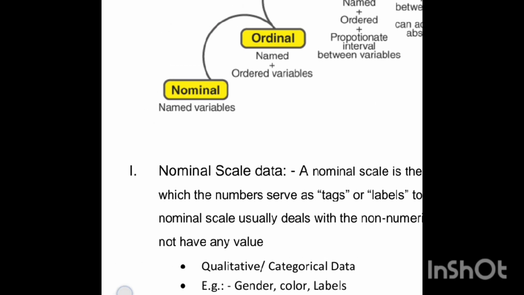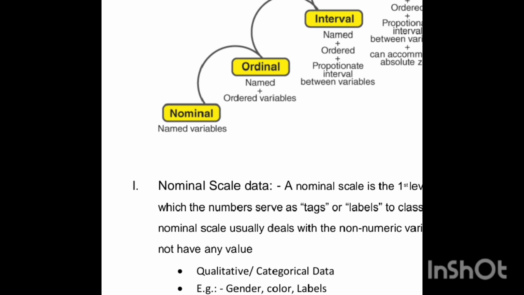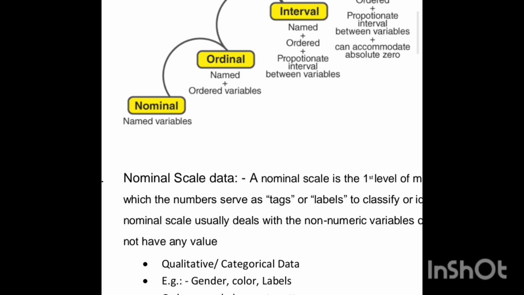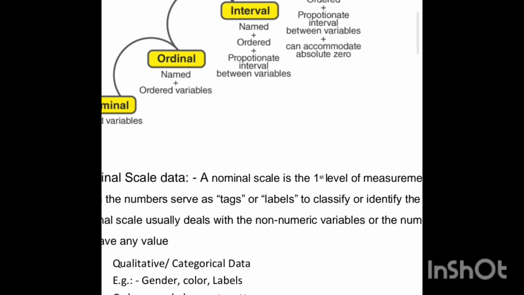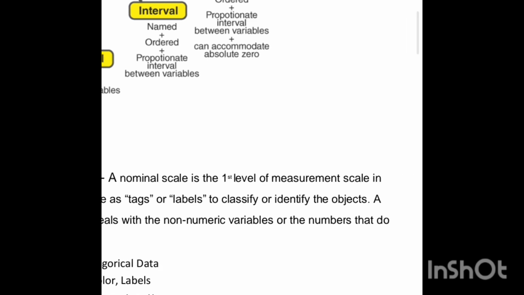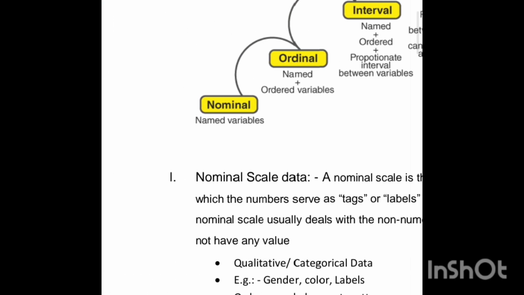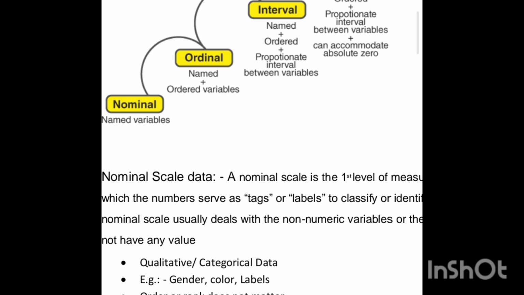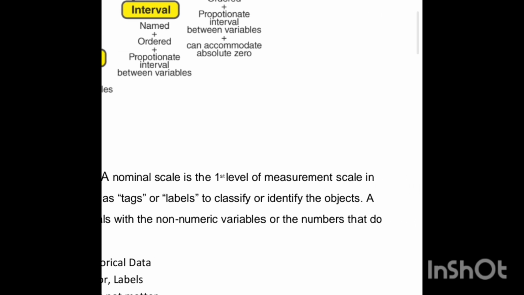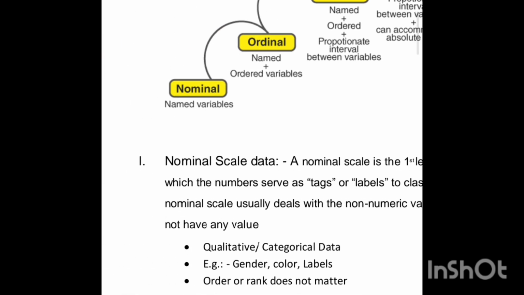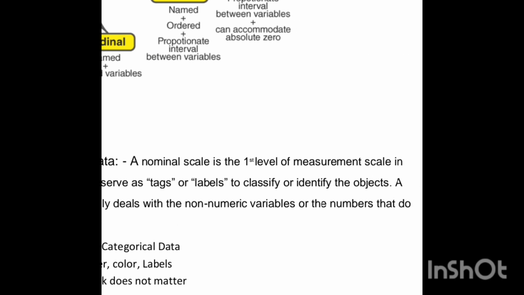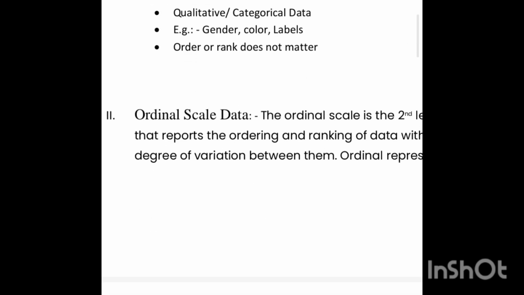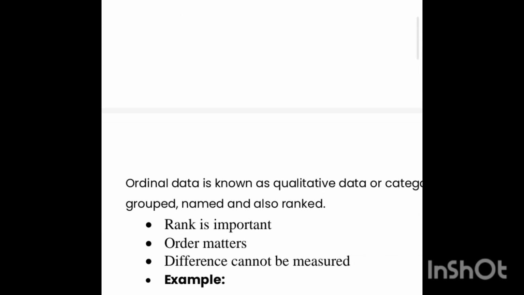Next, if you consider the ordinal data, the name itself it is telling that it is having some ordered variables. The ordinal scale data is the second level of measurement that reports the ordering and ranking of the data without establishing the degree of variation between them. Ordinal presents the order. Okay. Next, see some examples.